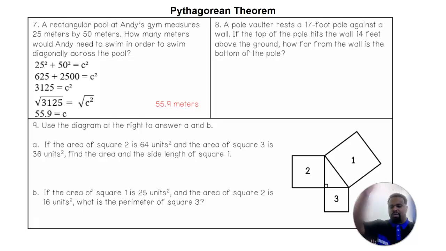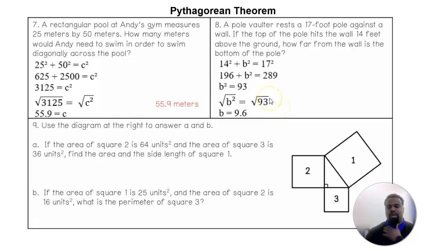So a pole vaulter, so you've got a pole, and that pole is resting against the wall. All right, the pole is 17 feet. But when it rests against the wall, think about that as your hypotenuse, 17 feet. And then when it rests against the wall, it's 14 feet above the ground. So 14 would be a leg. Your hypotenuse is 17 feet. And then we've got to find the distance from the bottom of that pole to the wall at the bottom. So we're going to set it up as 14 squared plus b squared equals 17 feet squared.